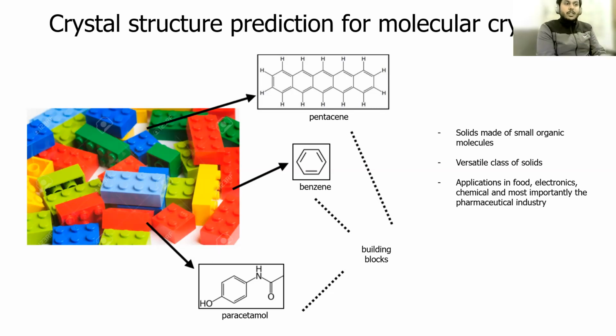The way you arrange these particular crystals, the way you pack them can give you a different crystal. And depending on the way in which you pack and depending on the property of your molecule, you could have a versatile class of solid. So you could have a lot of properties ranging from the food industry to electronics. And of course, we all know molecules are important in the pharmaceutical industry, right?